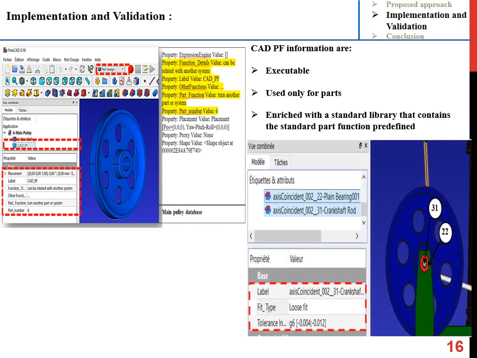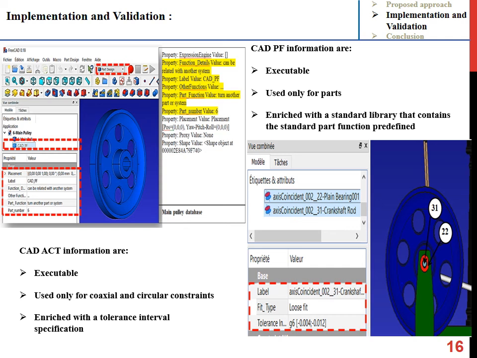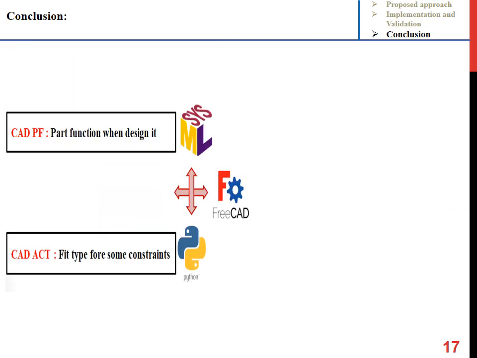Also, the CADAC information is editable, and it is used only for coaxial and circular constraints. So it is used only for two revolute parts, and it's enriched with the tolerance interval specification, which gives the assembly more precision. Finally, we end this presentation with the conclusion.